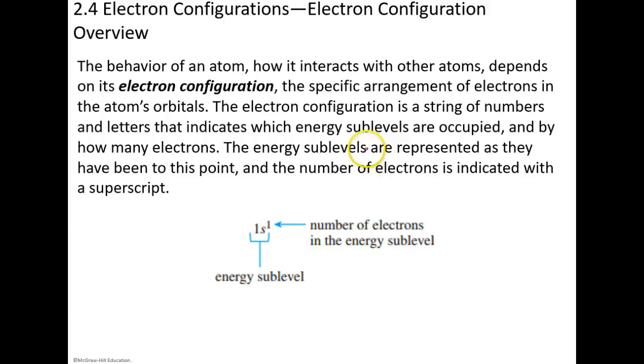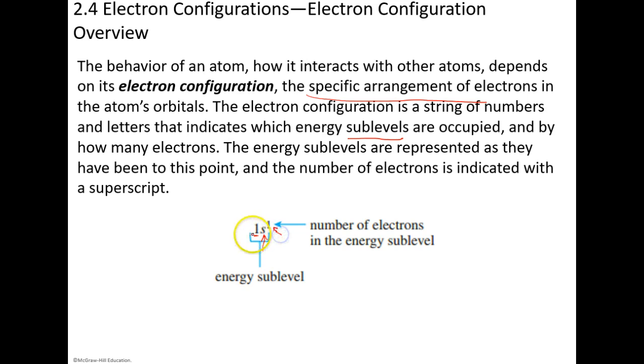Let's now start talking about electron configurations and how you describe this. Electron configurations, I talk about it as a zip code for the electrons in an atom. They show you the specific arrangement of electrons. It shows you what energy levels and what sub-energy levels all the electrons are in. So you'll see something like 1s1 or 2p4.